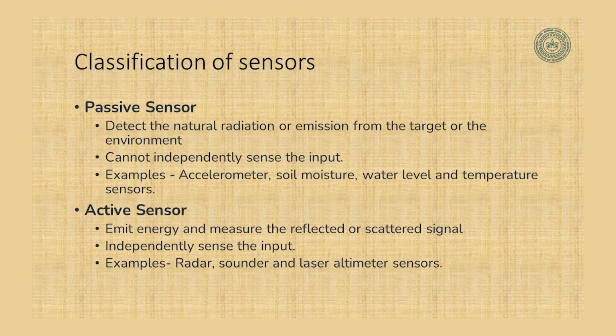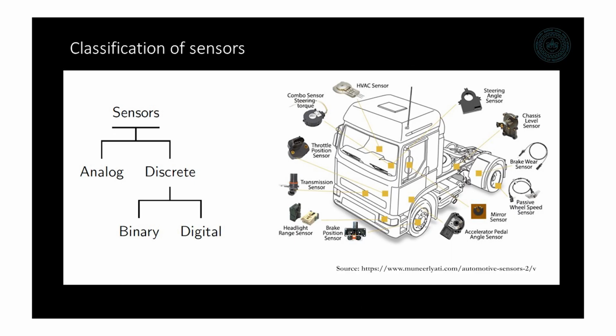Okay. So, these need to do something themselves to be able to sense the input, they are active. And passives, they do not need to do something. You can also classify them as analog and discrete. Analog sensors measure continuous signals, and discrete sensors measure signals at discrete intervals of time. Again, discrete sensors can be of two types, binary and digital.